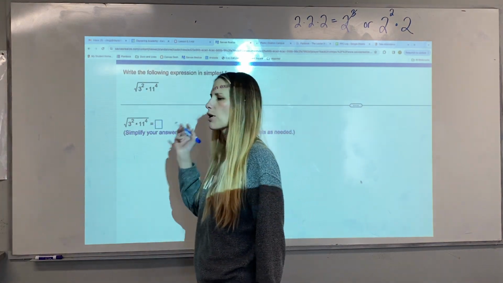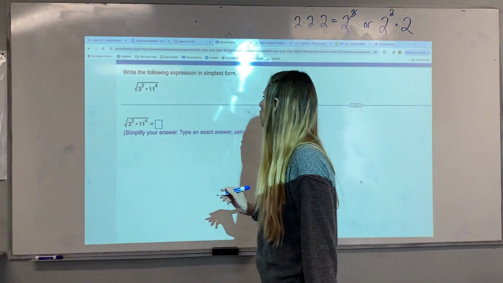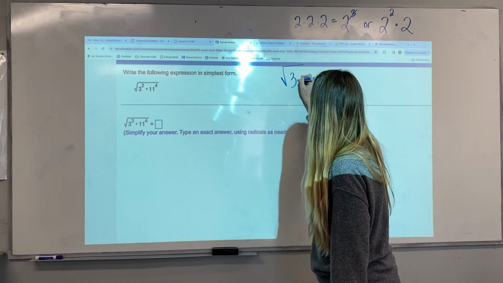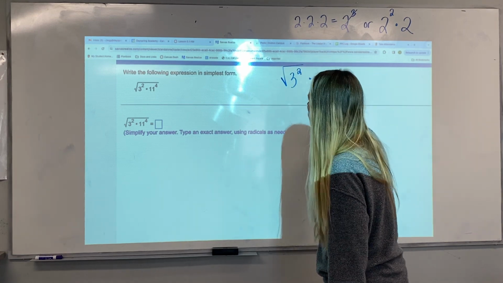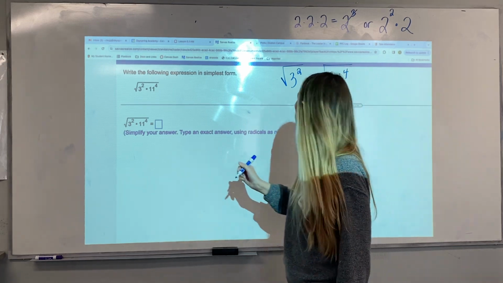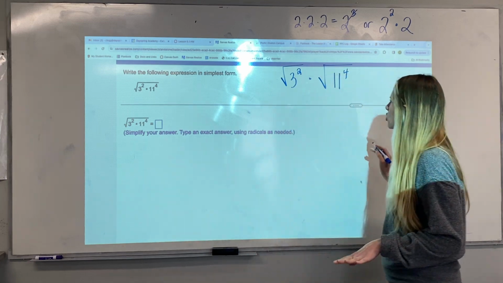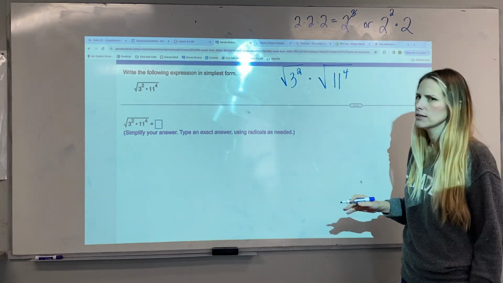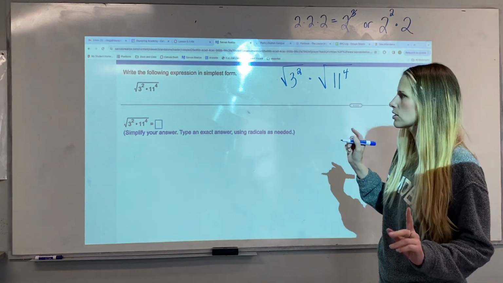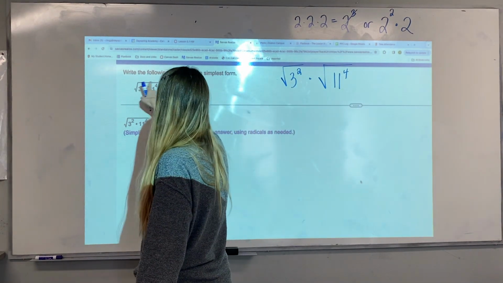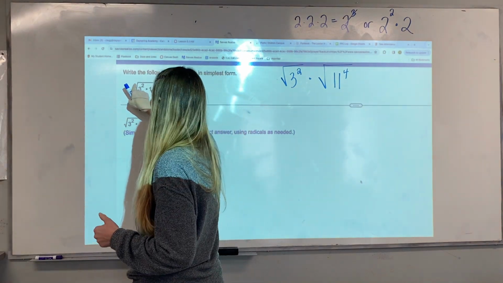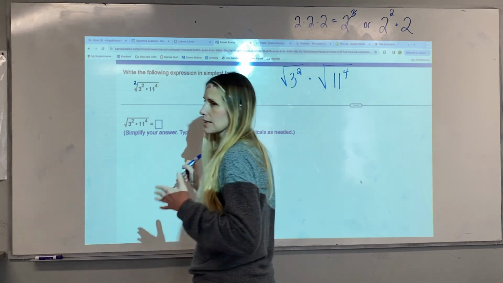Write the following expression in simplest form. Okay, so we've got the square root of 3 squared times the square root of 11 to the 4th. I wrote them out separately so I can evaluate them separately. Is that okay? Yep. All right. So let's remind ourselves that if it's a square root, a radical cage that doesn't have a root number, then it's an invisible 2 because it is a square root.